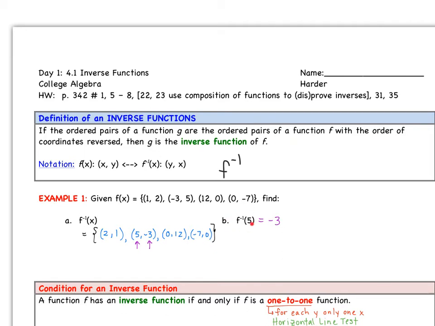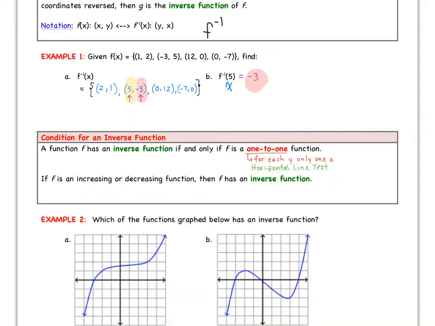The last thing we want to find now is f inverse of 5. So I look for when the x value of my inverse is 5. So as you can see, the arrow is pointing to it. This is when the x value is 5, so my answer is the y value. So f inverse of 5 equals -3.